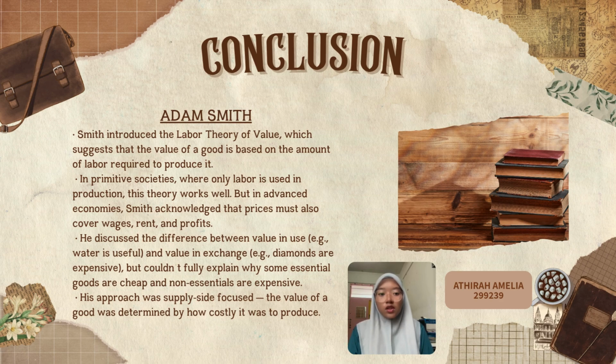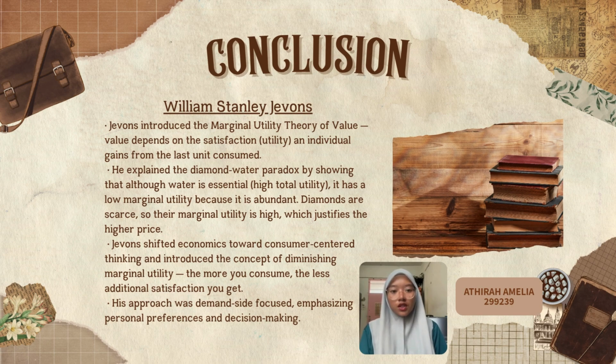His approach was supply-side focused. The value of a good was determined by how costly it was to produce. Jevons introduced the marginal utility theory of value. Value depends on the satisfaction an individual gains from the last unit consumed. He explained the diamond-water paradox by showing that although water is essential, it has a low marginal utility because it is abundant. Diamonds are scarce, so their marginal utility is high, which justifies the higher price.